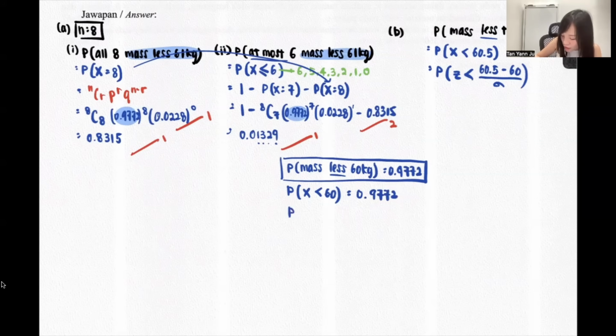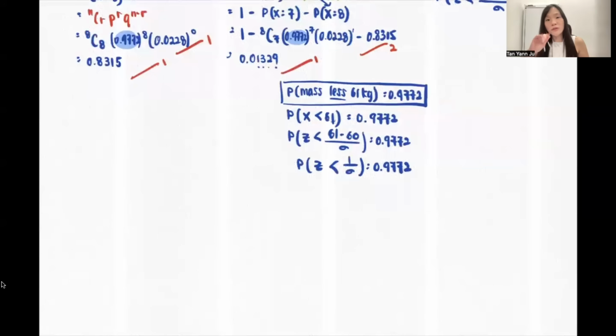So again, because they are continuous, I will change it to z. Isn't it taking your x minus your mean divided by your standard deviation? Why did I write 60? It's 61. So sorry, 61. So my dear, isn't it equivalent to 0.9772? So probability Z less than 1 over standard deviation equals 0.9772. Now, my dear, you look carefully. Why can you do this? Because you already have every value. The only unknown you have is the standard deviation. So you can work backwards to find it.